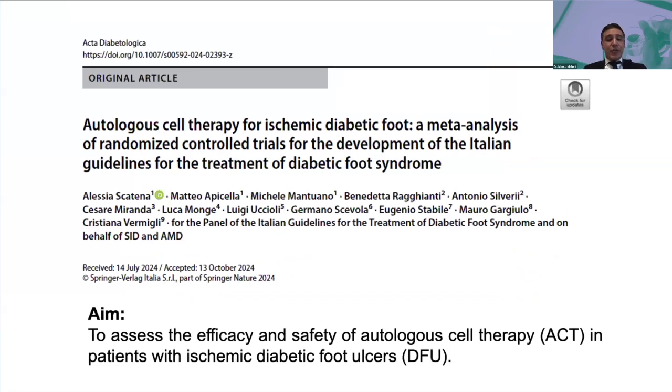Then, in addition to our local clinical experience, recently an interesting meta-analysis and systematic review has been published to assess the efficacy and safety of autologous cell therapy in patients with ischemic diabetic foot ulceration and no option critical limb ischemia, performed by the panel of authors that are now involved in the development of Italian guidelines for the treatment of diabetic foot.